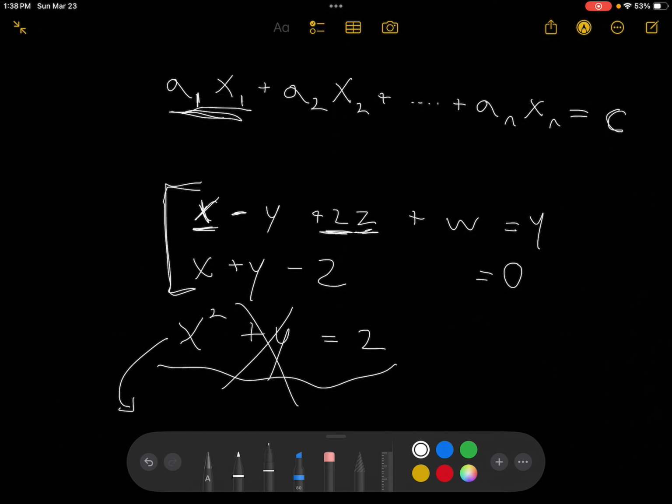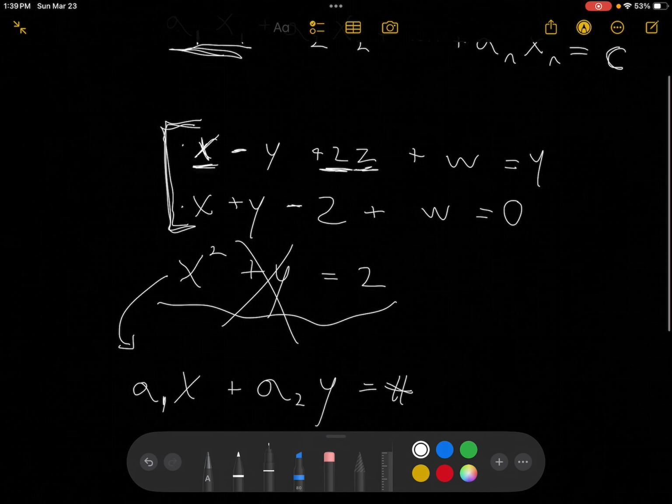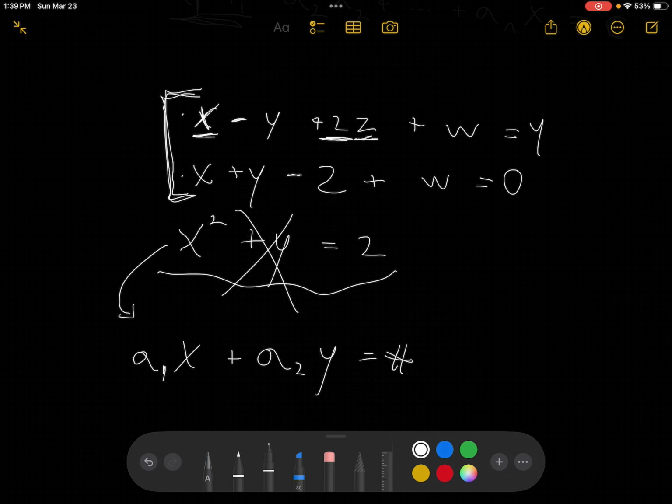Is this still considered a system of linear equations? Well, the answer is yes, even though this one has 4 variables and this one has 3 variables. In this one, we can just consider that we set our a4 number to be 0 times x4. So both this and this are systems of linear equations.